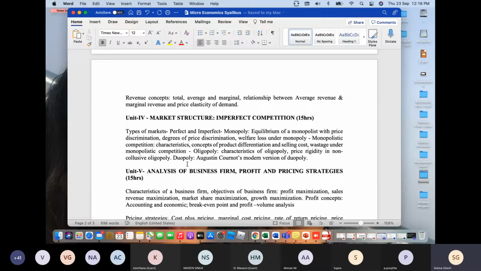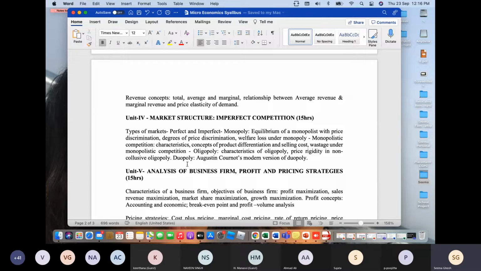Duo means two. So this is what we are going to do under unit number 4, which is market structure. Because when the producer is producing the commodity, the producer should be selling in some market. So what is the structure of the market?